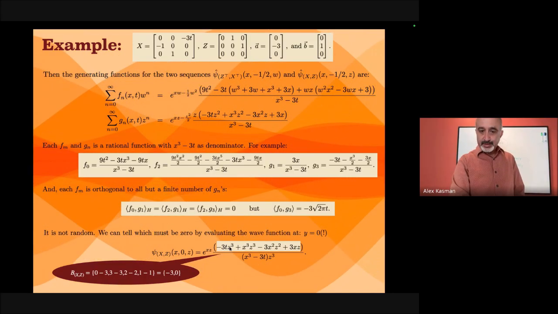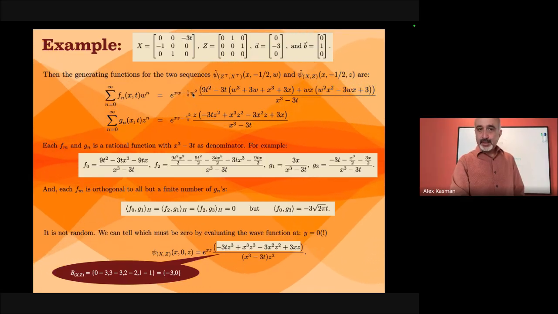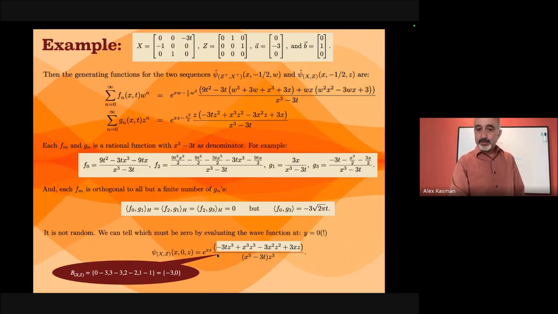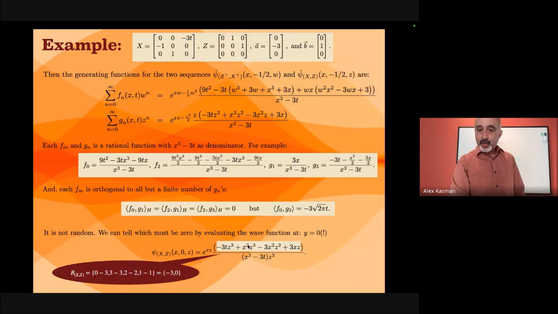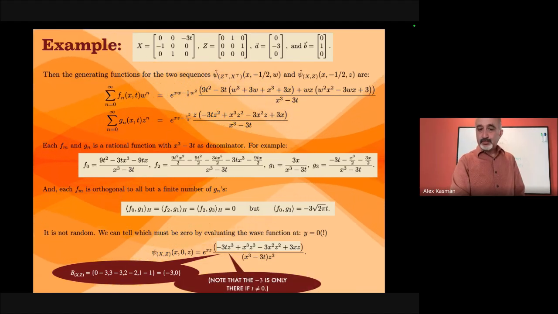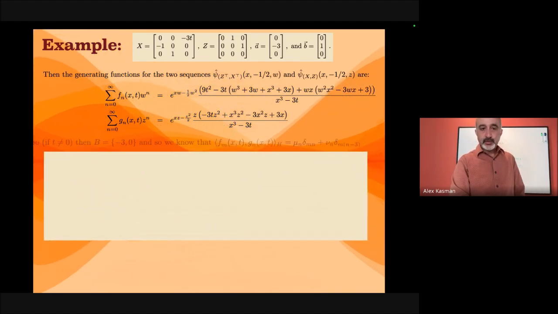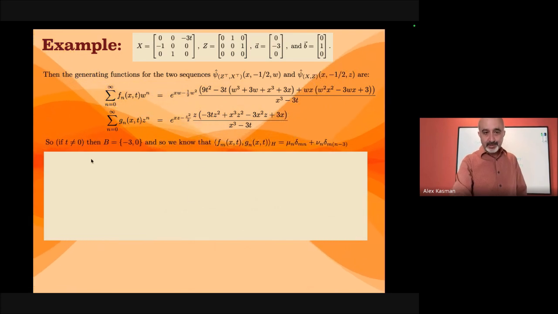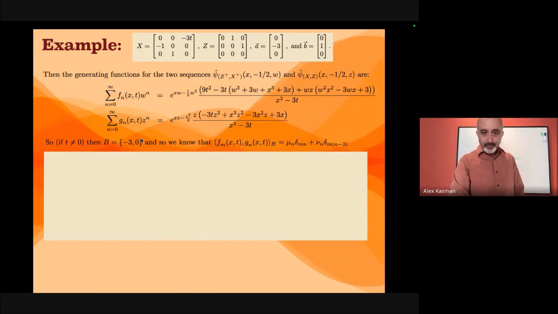But notice that there's a t here. That's why I put the t in. If t is 0, something very different happens. If t is 0, this term goes away and all the differences between the exponents are 0, which means they would be orthogonal. So if I plug in t equals 0, okay, here's another way to see it before I get to that. So the set B is -3, 0.